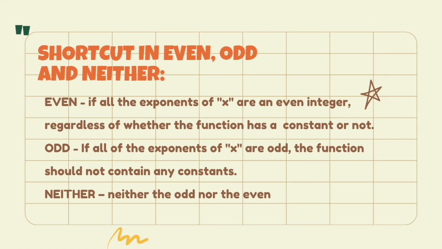Even: if all of the exponents of x are even integers, regardless of whether the function has a constant or not. For odd: if all of the exponents of x are odd, the function should not contain any constants. And otherwise, it is neither odd nor even.